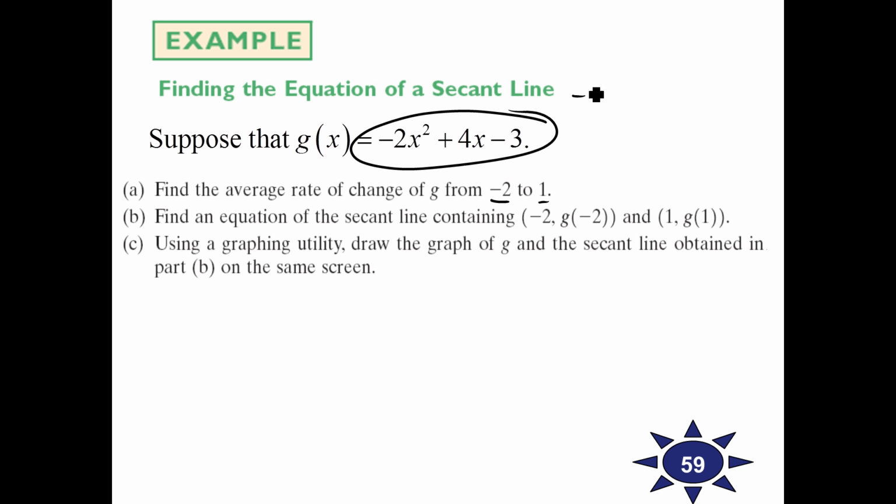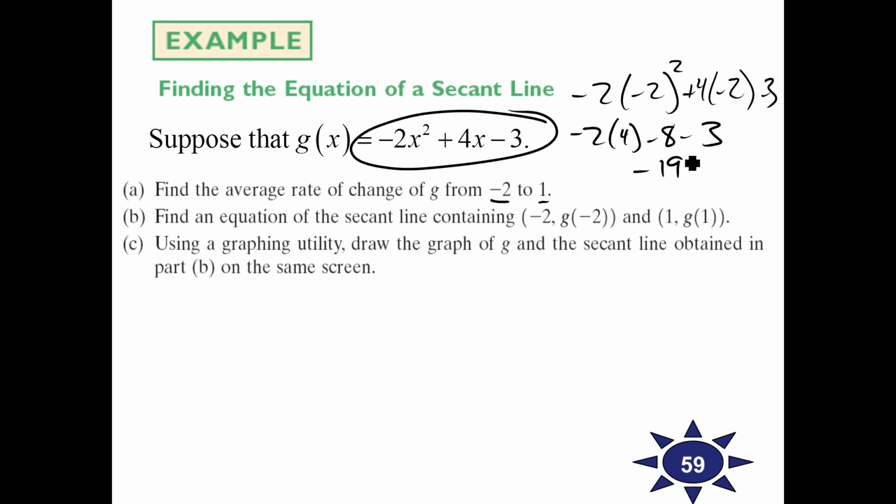Plug in negative 2. Negative 2 squared, plus 4 times negative 2, minus 3. And so what do we have here? Negative 2 times 4, minus 8, minus 3. And so that's negative 8 minus 8 is negative 16, minus 3 is negative 19. And so that'll go on top.